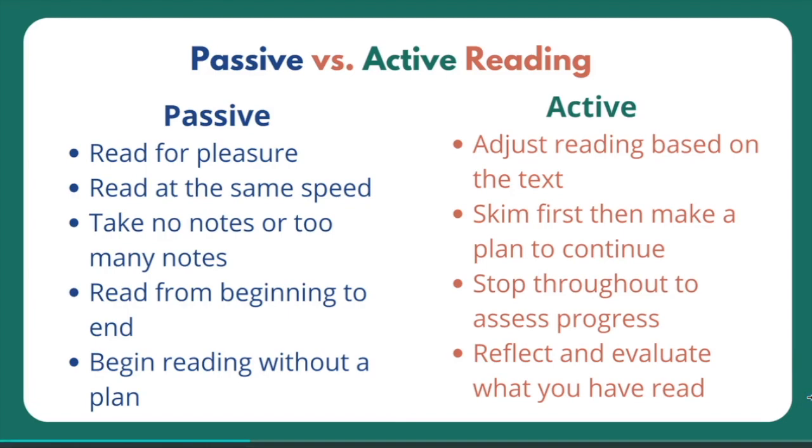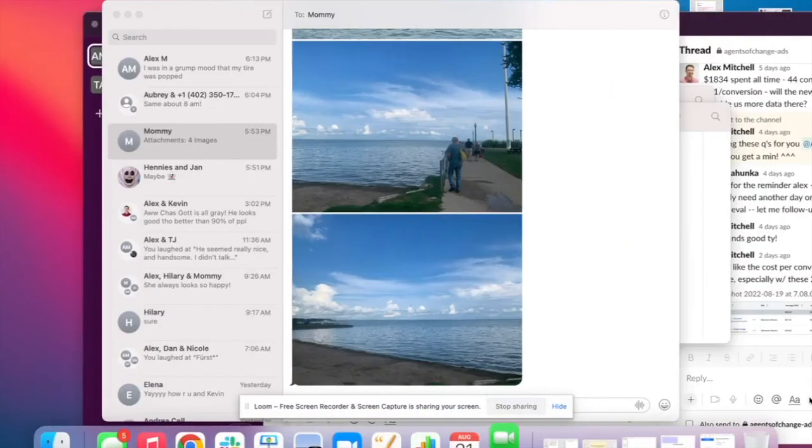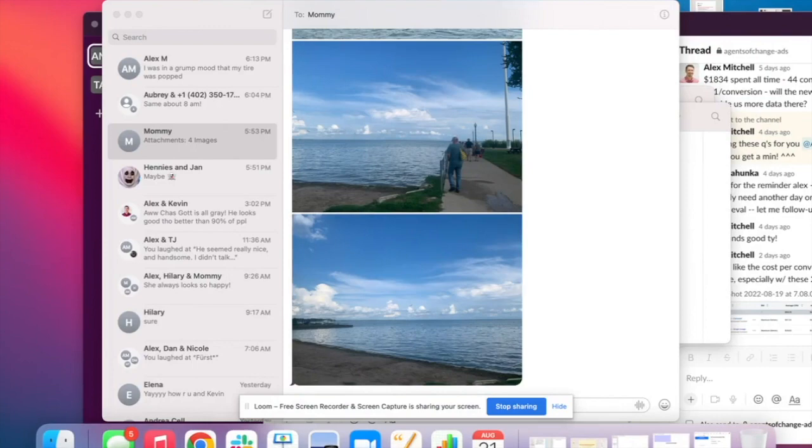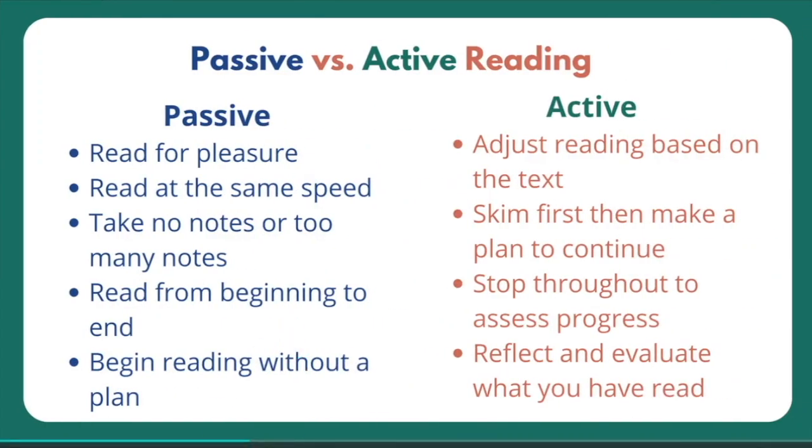Here's a nice little visual of passive versus active reading. Like we said, passive is when you're reading for pleasure. You read everything at the same speed, right? When I'm reading a novel, I just flip through the pages. I'm not stopping. I'm not usually going back. I'm not annotating. You usually take no notes or too many notes. This is the thing: sometimes if you are someone that's just going through and highlighting everything, I am very bad about this, that's passive reading, right?